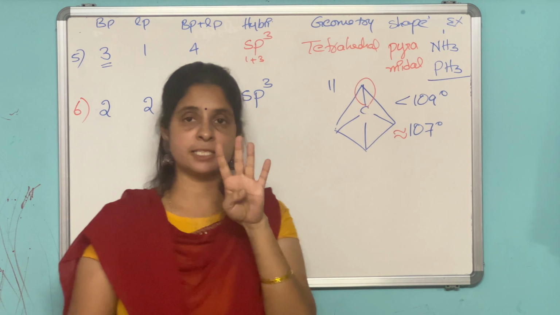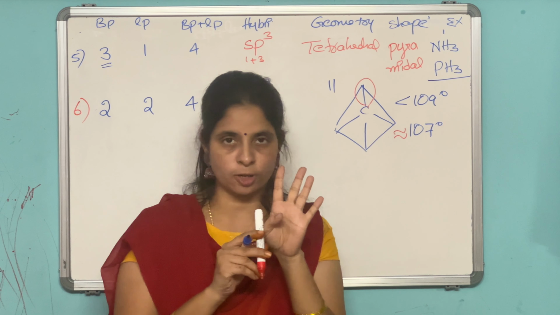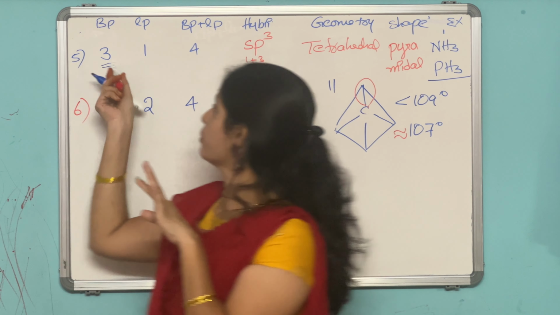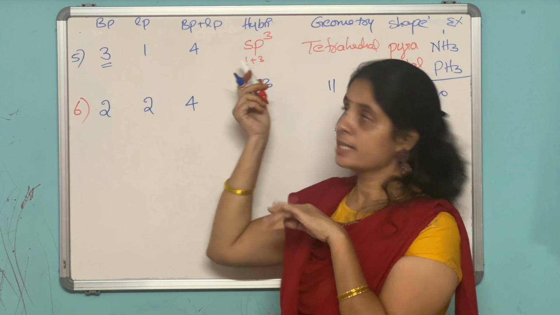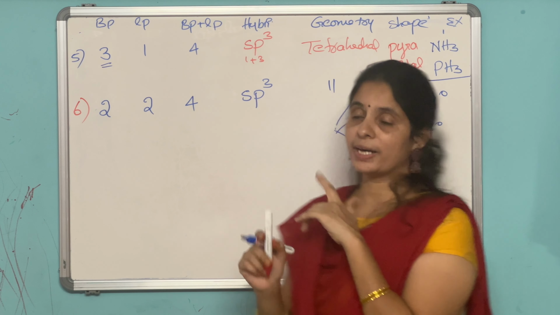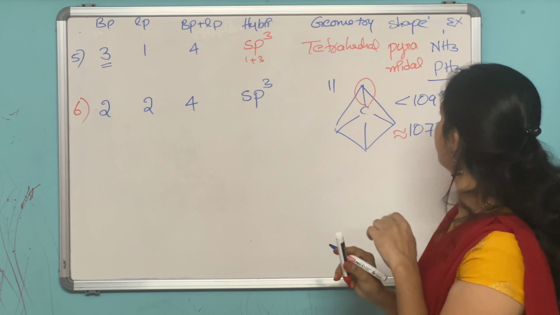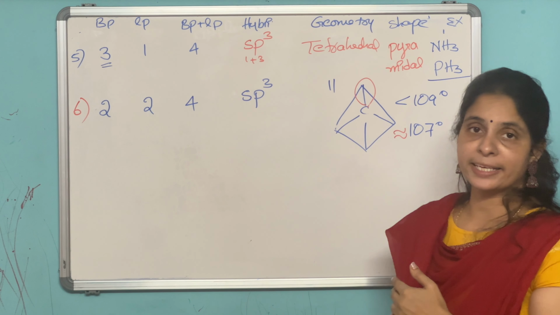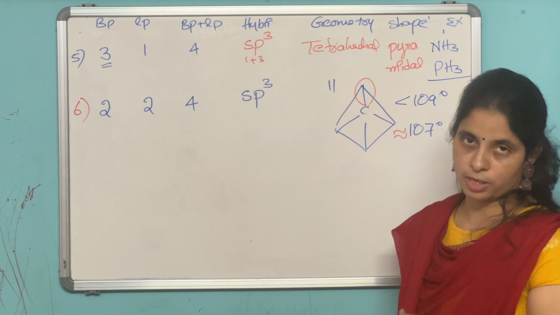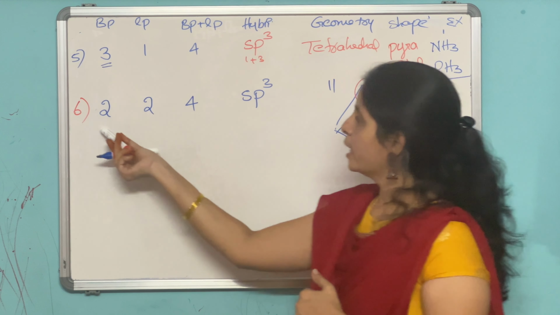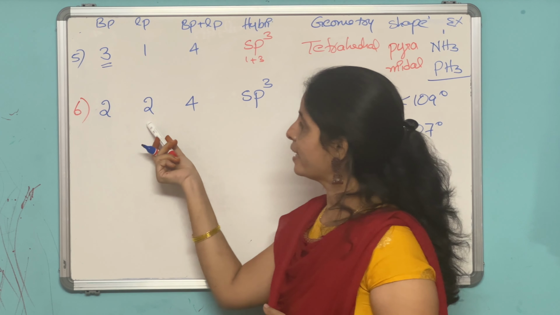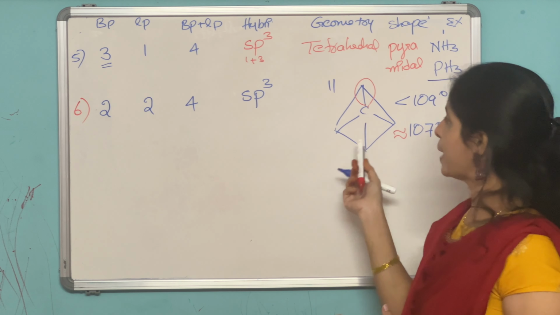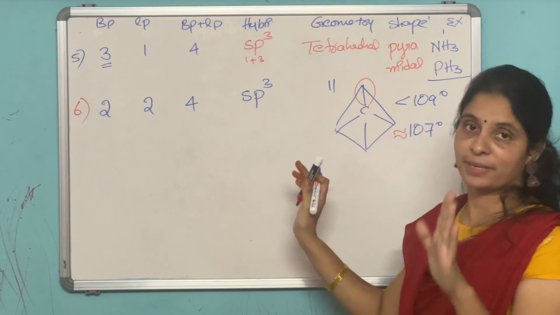Now you look at the fourth case: 4 bond pairs with 0 lone pairs, tetrahedral geometry. From that, we have taken 3 bond pairs, 1 lone pair, same tetrahedral geometry, but the shape is pyramidal, and the bond angle decreased from 109 to 107. Next here, we have added another lone pair, 2 plus 2, 4, sp3 hybridization, geometry is the same tetrahedral.